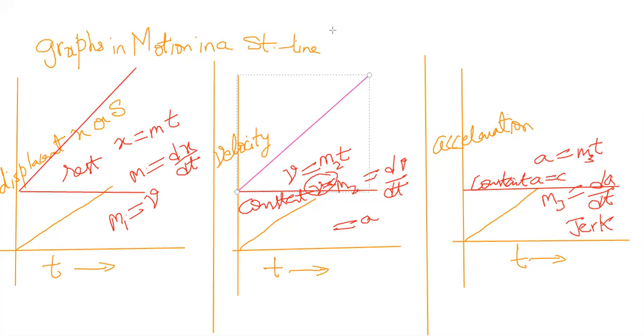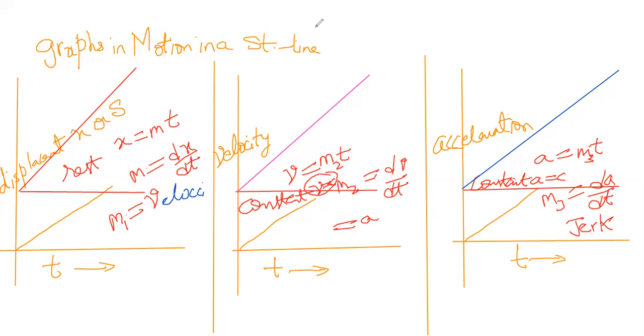Graph could be anyway starting from some point. Initially, there is a displacement. This graph and this graph doesn't make much difference. The earlier graph y is equal to mx, or x is equal to mt. What does x is equal to mt mean? That means velocity is constant. Here, what is the meaning? Velocity. The body is moving with a constant velocity.